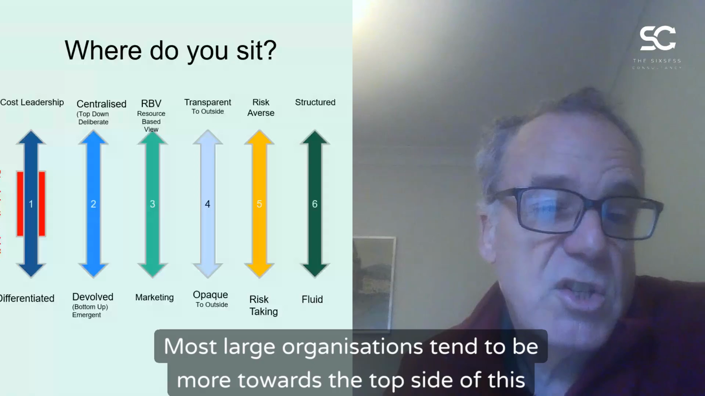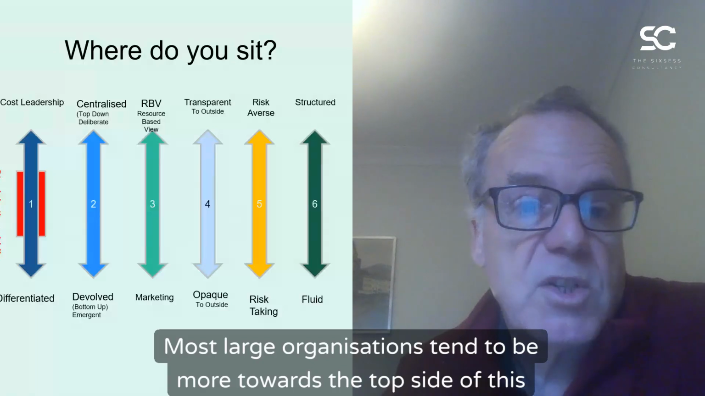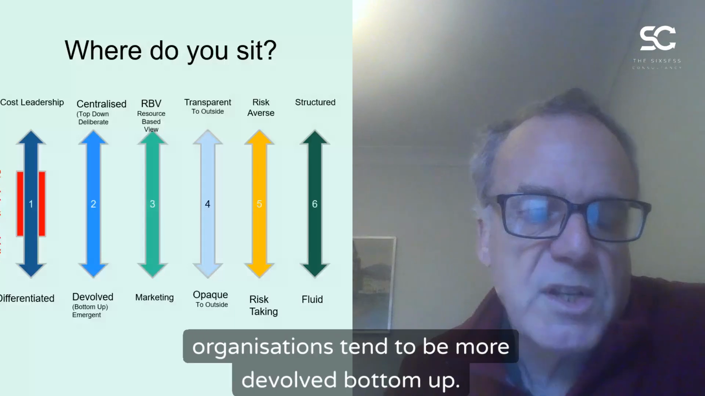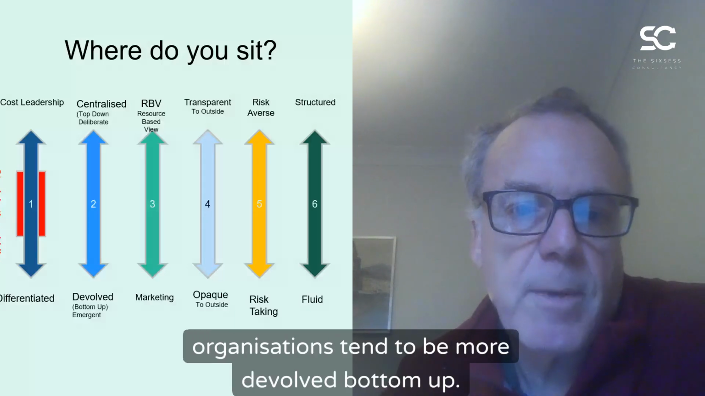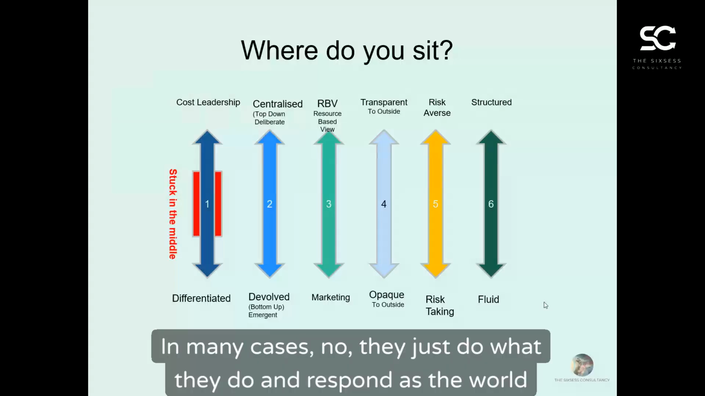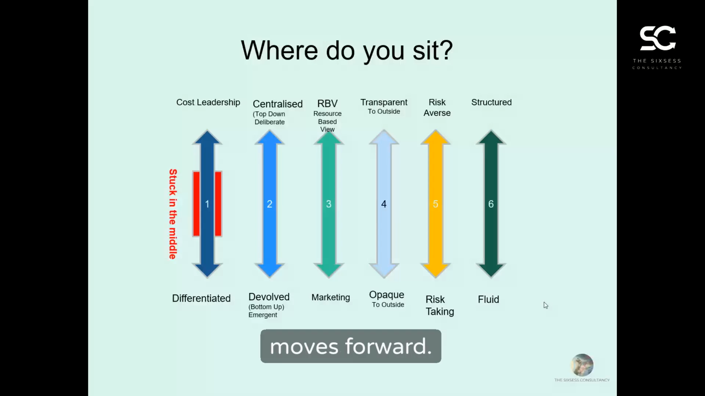Most large organisations tend to be more towards the top side of this, centralised. They tend to be centrally controlled. Smaller organisations tend to be more devolved, bottom-up. So do they have strategy at all is the question at the bottom of the emergent one. In many cases, no, they just do what they do and respond as the world moves forward.